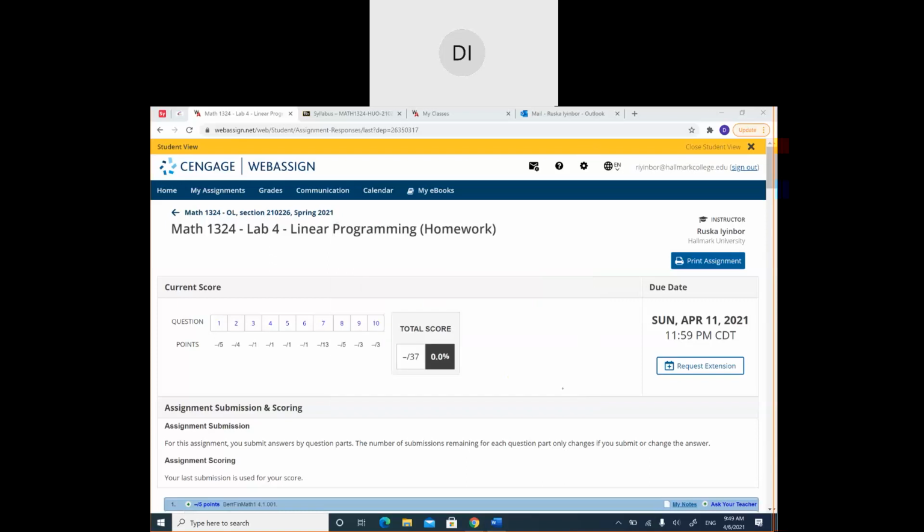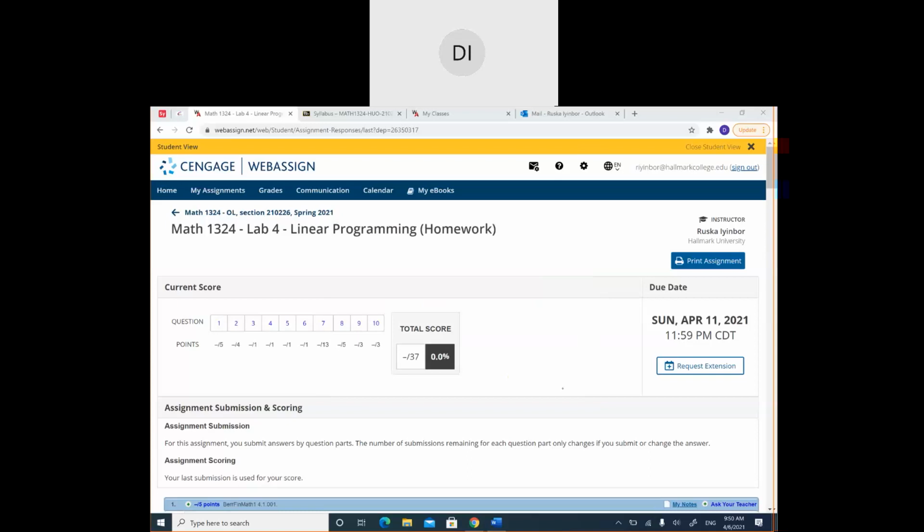Happy week 5. In this week, we're doing lab 4. So pay attention. Week 5, lab 4. And it's like that because of the midterm exam. So in week 5, lab 4, we're going to talk about linear programming.